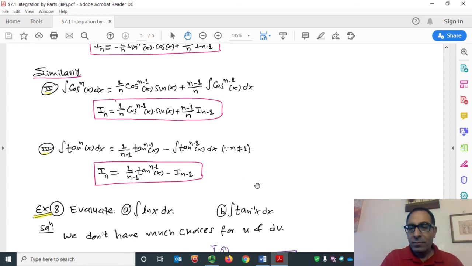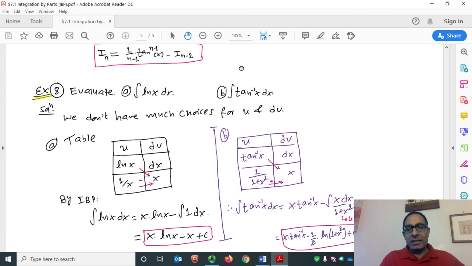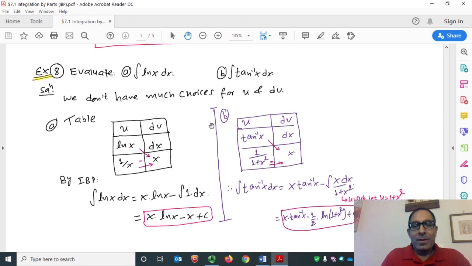Great. Now let me do the last example for this section. Example 8. Let's evaluate a, the integral of ln x, and b, the integral of tan inverse x.